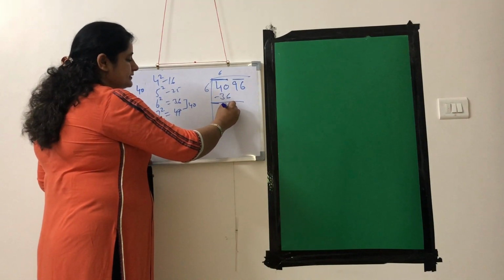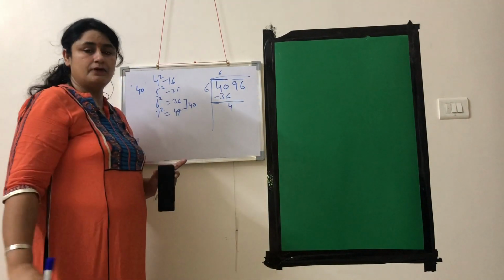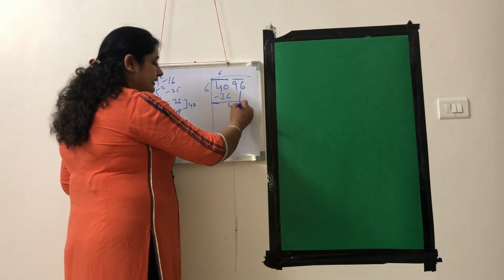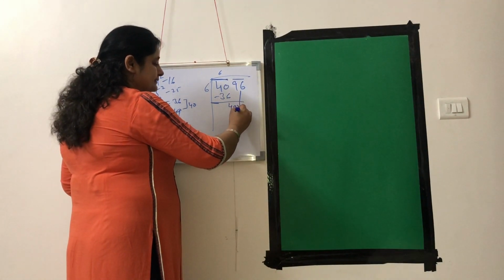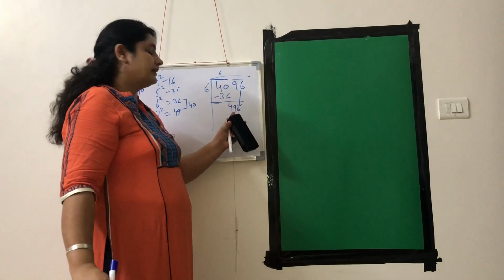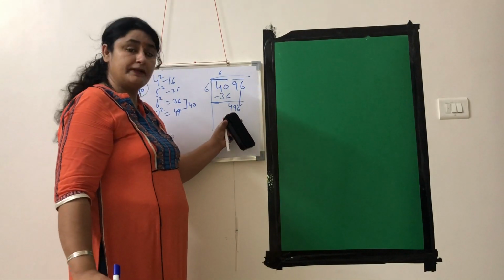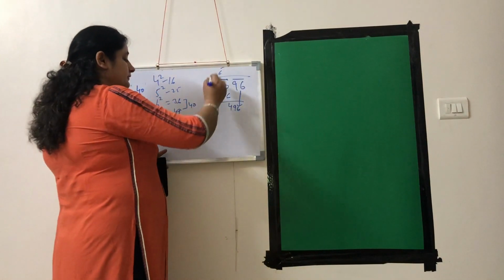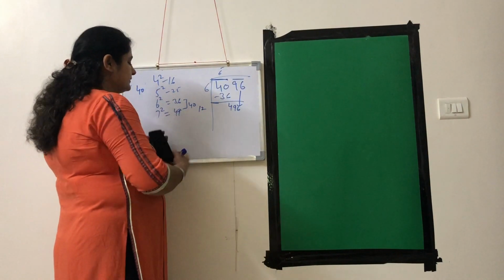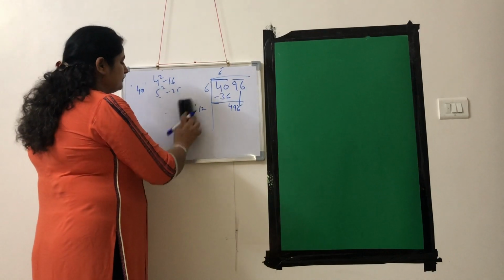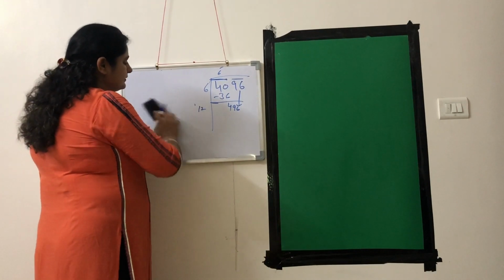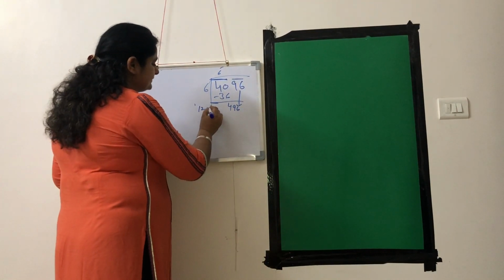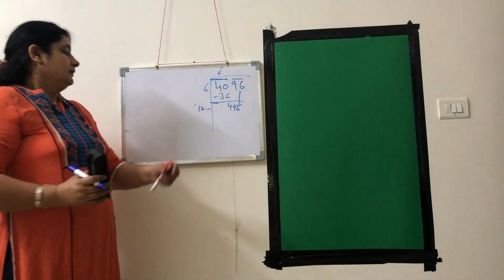Now what is the remainder? The remainder is 4. Similarly, we will take this next pair under the bar, 96, on the right side of the remainder. Now what is the next step? We'll double the quotient. What is the double of 6? Double of 6 is 12, and we'll enter the blank sign here.